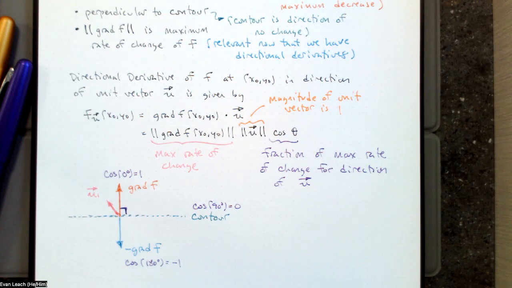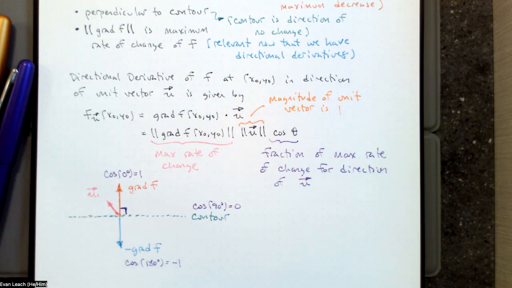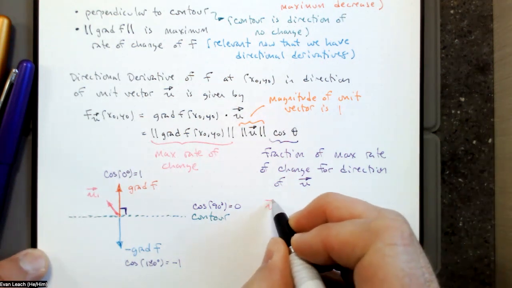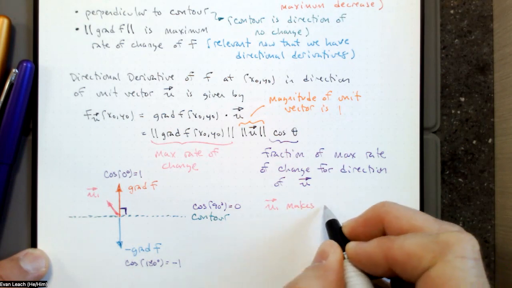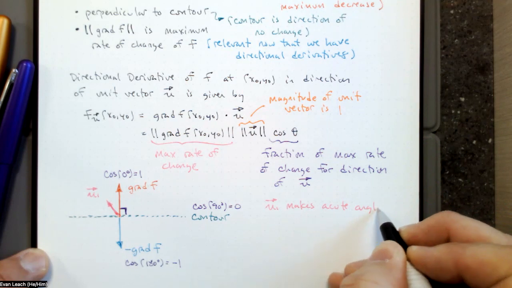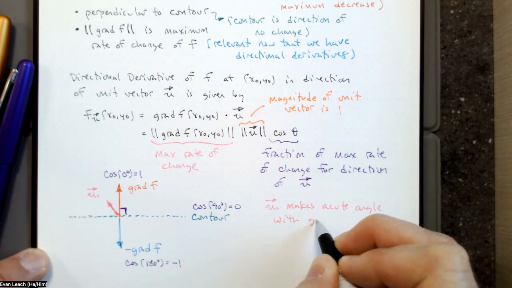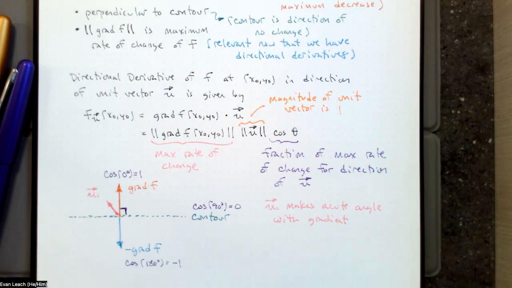if we go in the direction U1, notice that that's in the second quadrant, and from the other side, the first quadrant. It makes an acute angle with the gradient, so it's still indicating an increasing direction. So U1 makes an acute angle with the gradient. That means we're still going to have a positive rate of change in that direction, but it'll be less than the maximum.